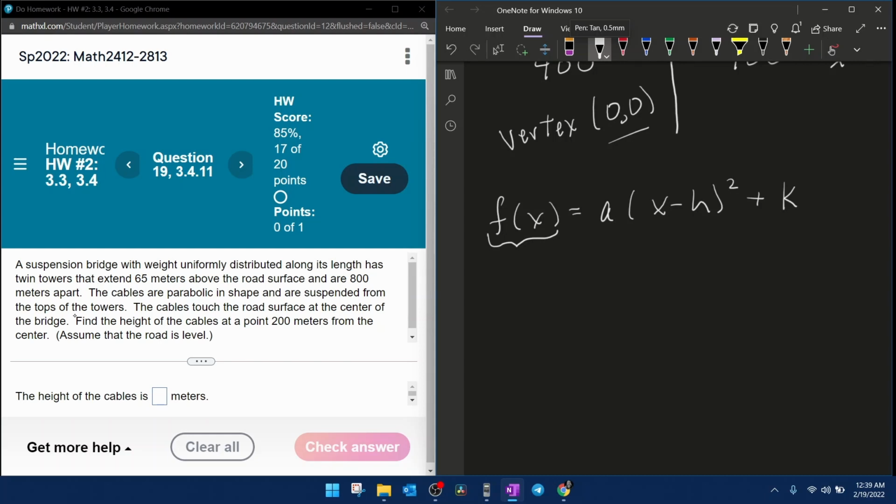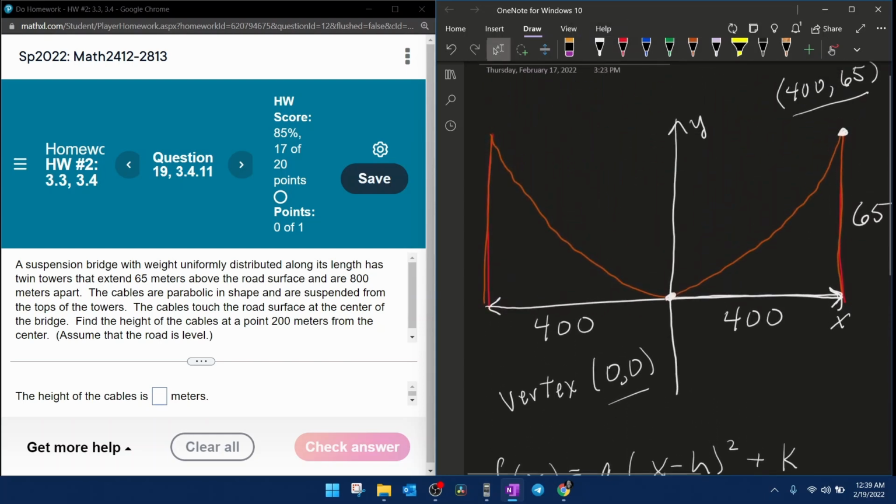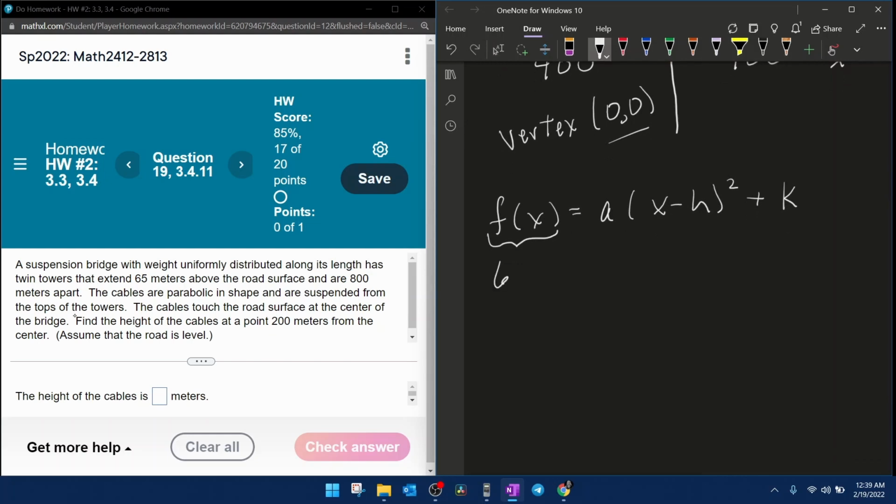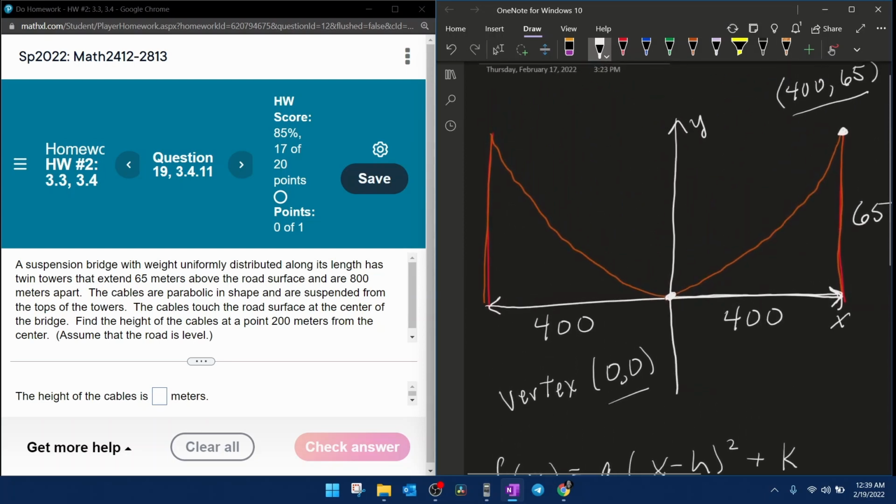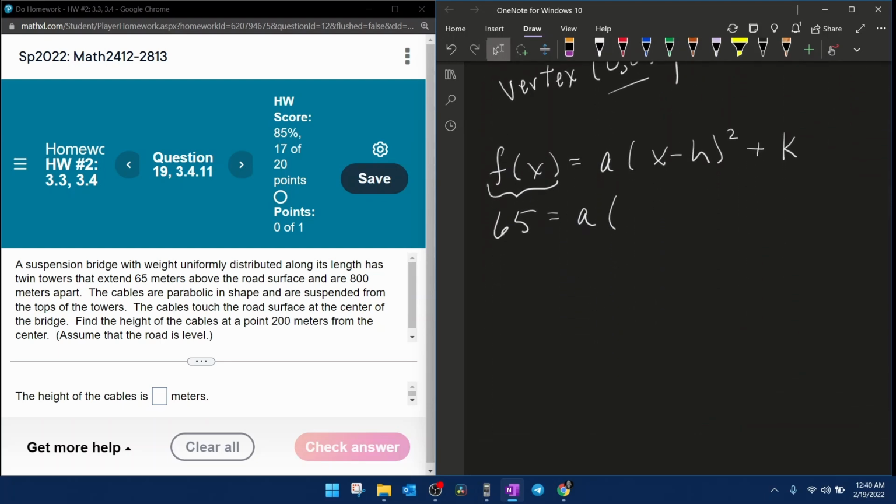Okay, starting at vertex form, we're going to do a little plug and play. First, we need the y coordinate of the ordered pair where the cable touches the top of the tower. The y coordinate of that point was 65. A is the only piece of the puzzle we don't know. X will be the x coordinate of the ordered pair where the cable touches the tower. So we're going to replace x with 400. H and K are both 0 because the vertex is at the origin. And now we have enough information to calculate the value of A.